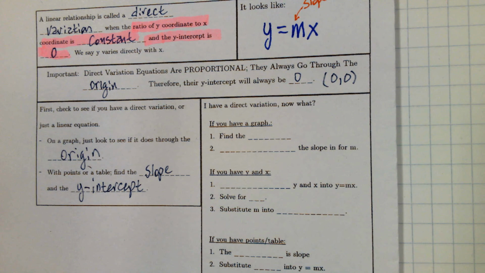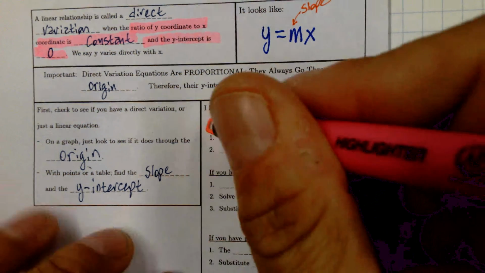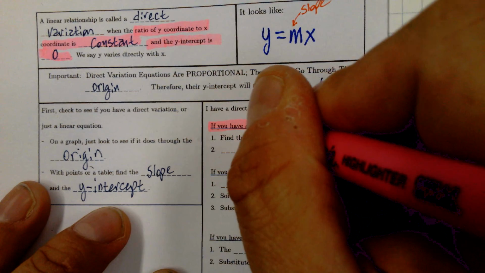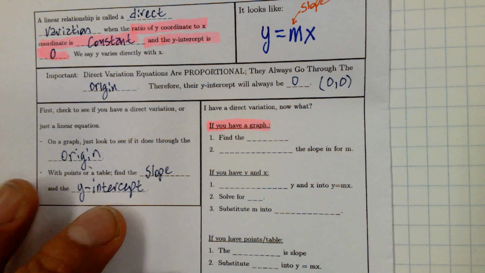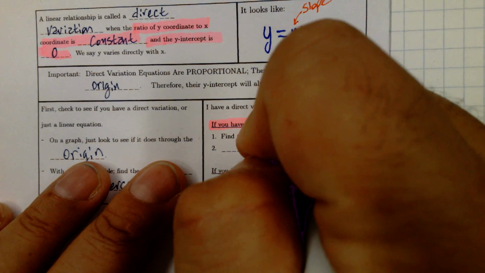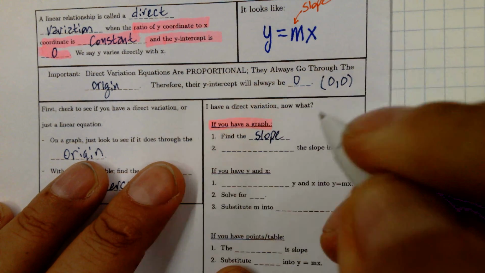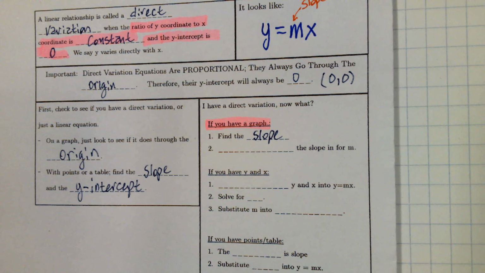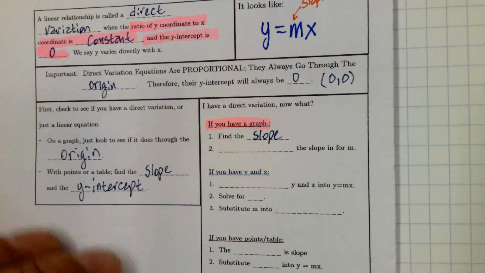So let's say we do have a direct variation. So now what are we going to do? Well, it depends on what we have. Let's suppose we have a graph. So if you have a graph, we're going to find the slope. And actually finding the slope when you have a direct variation is a little easier than that slope formula we were doing, but we'll get to that. And then we're going to substitute the slope to find m.